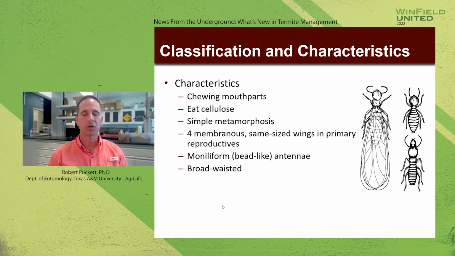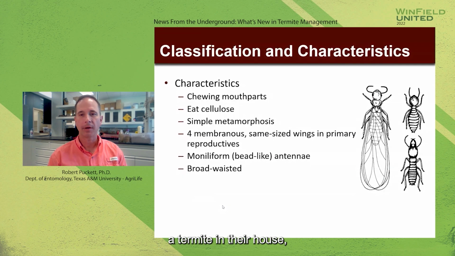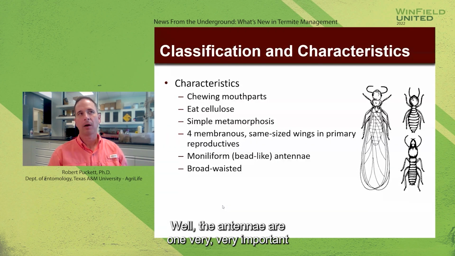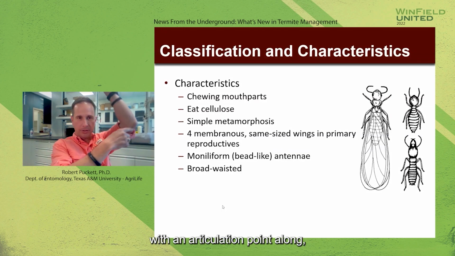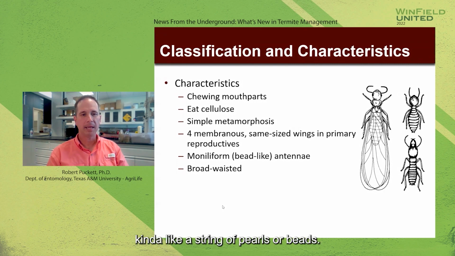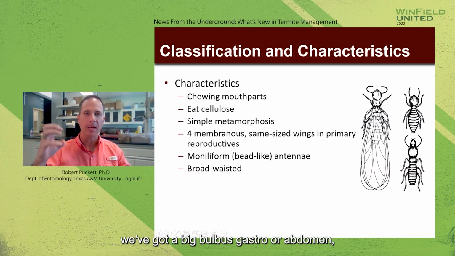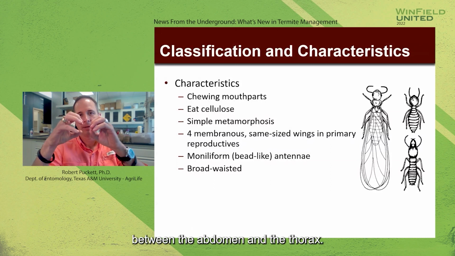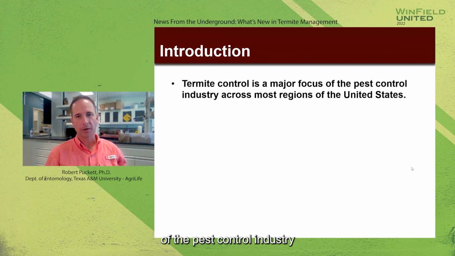And their antennae. Undoubtedly you've had a customer who's freaked out thinking they were looking at a termite in their house, but in reality they were looking at an ant. Well, the antennae are one very important morphological character that separates ants from termites. Ants, of course, have elbowed antennae with an articulation point along it. Termites do not. Their antennae look kind of like a string of pearls, little beads. And they're broad-waisted too. So that's the other point in distinguishing these from ants. They have a broad lack of constriction between their thorax and abdomen, whereas, of course, you guys know, with an ant, we've got a big bulbous gaster or abdomen and then a tight constriction between the abdomen and the thorax.